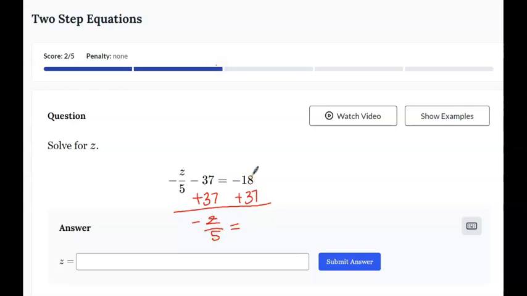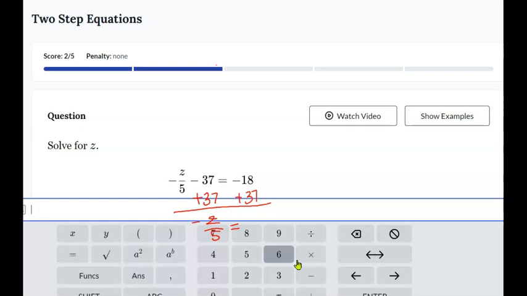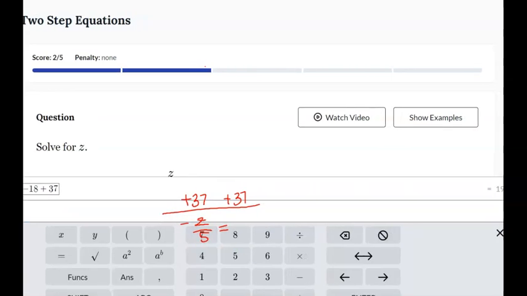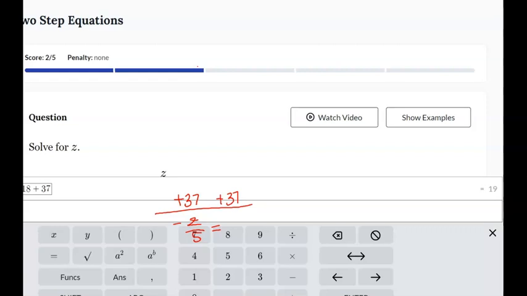If you don't have your own calculator, there is one on the left-hand side of the screen that, when clicked, will pop up on the bottom here. The subtraction key is the same as a negative key. So negative 18 plus 37 can be computed right on your screen. The answer is 19.